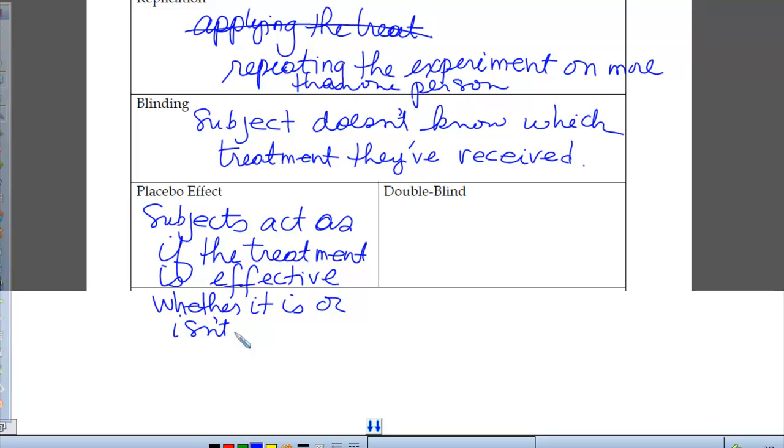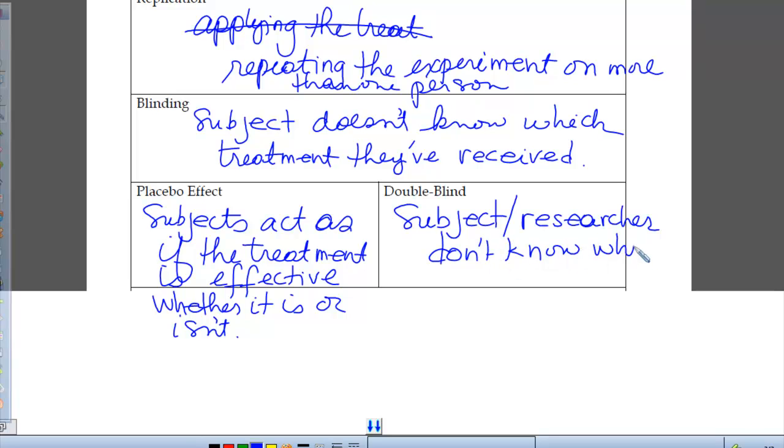And then we also can talk about double blinding. Double blinding is not only the subject who's receiving the treatment, they don't know whether they got the treatment or the sugar pill, but the person who's interviewing or observing them also doesn't know. Okay, so subject and researcher, they don't know which treatment is applied. Okay, why do we need to do double blinding?